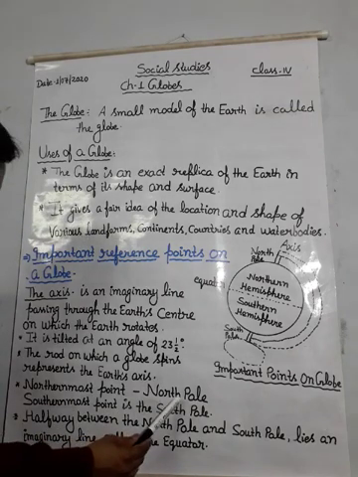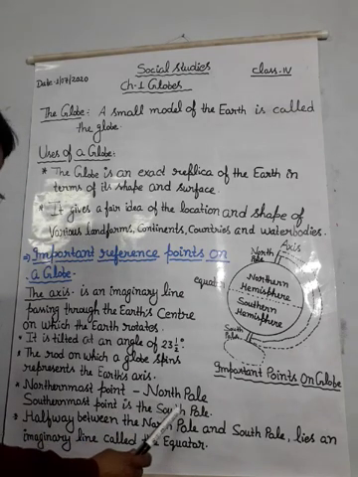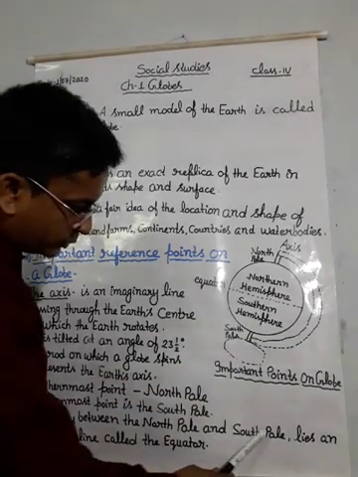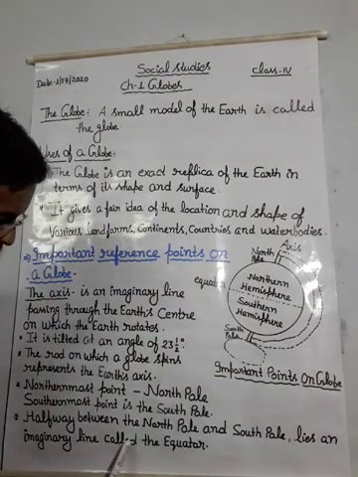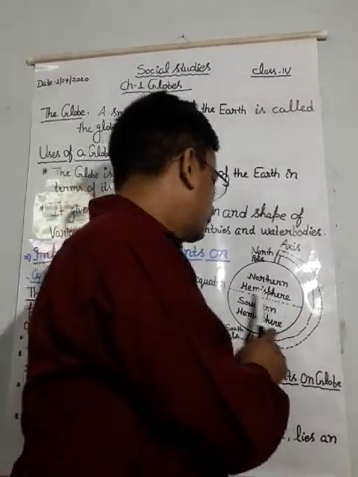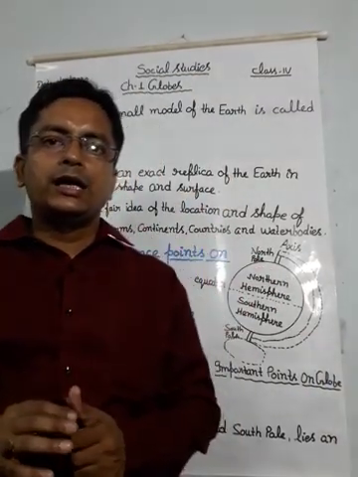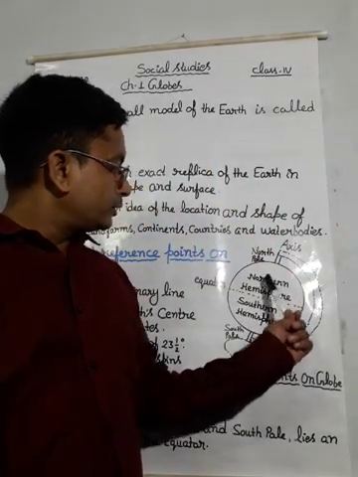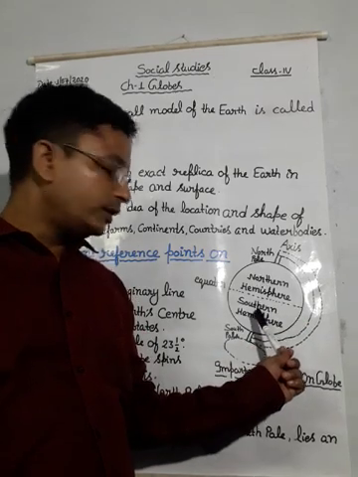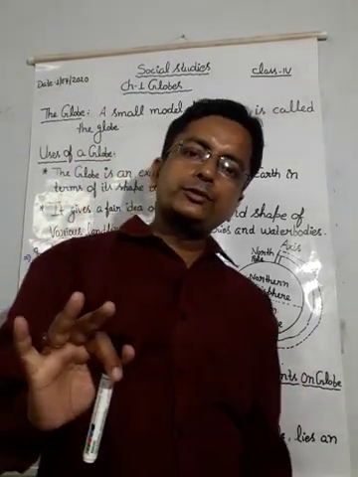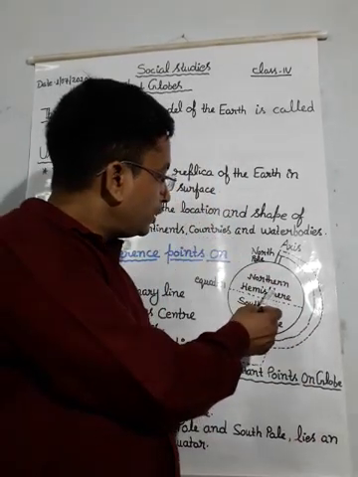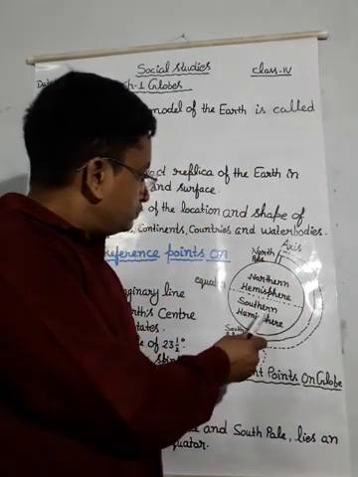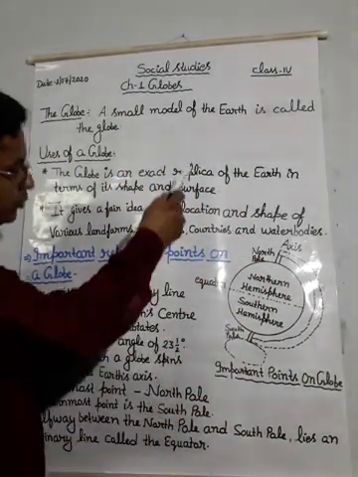The northernmost point is called the North Pole, the southernmost point is the South Pole. Halfway between the North Pole and the South Pole lies an imaginary line called the equator. Yes student, it is the equator, an imaginary line which divides the earth into two equal halves, northern hemisphere and southern hemisphere. And here I want to tell you, our India lies in the northern hemisphere. I hope you understand all the things.